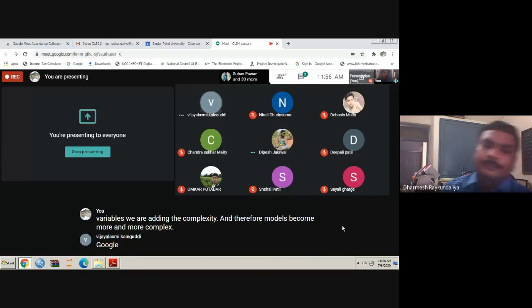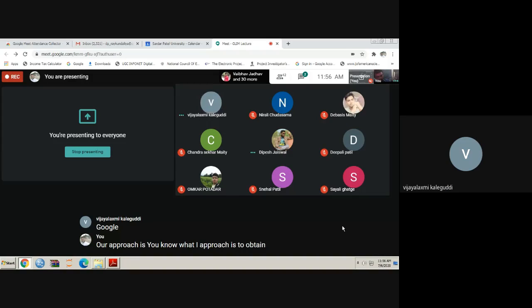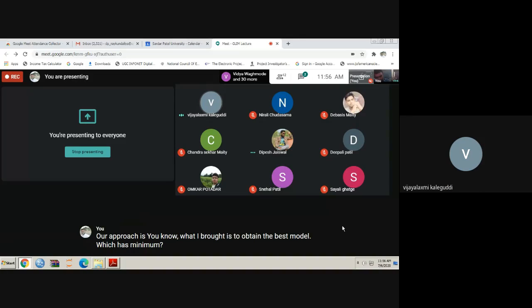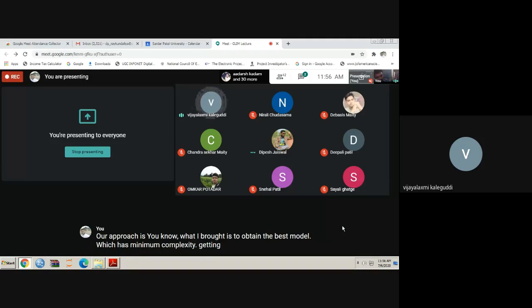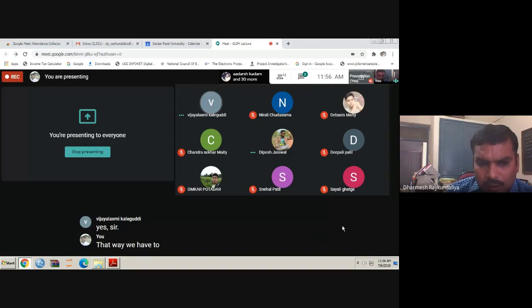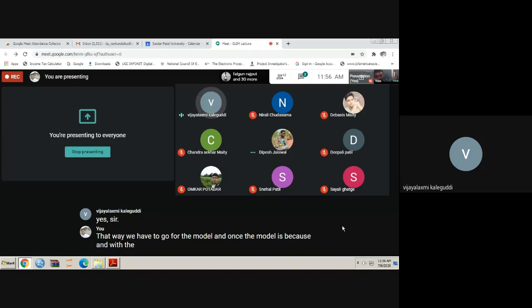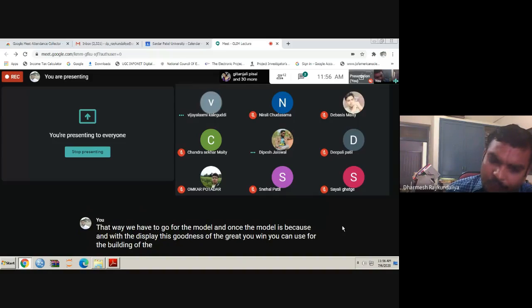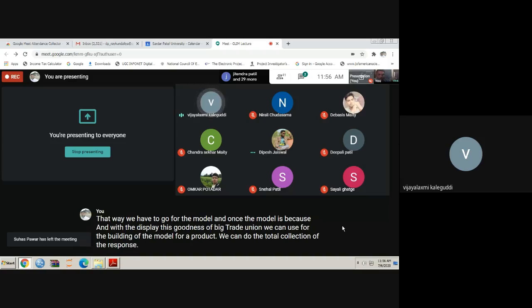Here our approach is to obtain the best model which has minimum complexity. Getting my point? Yes, sir. So in that way, we have to go for the model. And once the model is with us and we satisfy the goodness of fit criterion, we can use it for the prediction of the response. So this is one criterion.